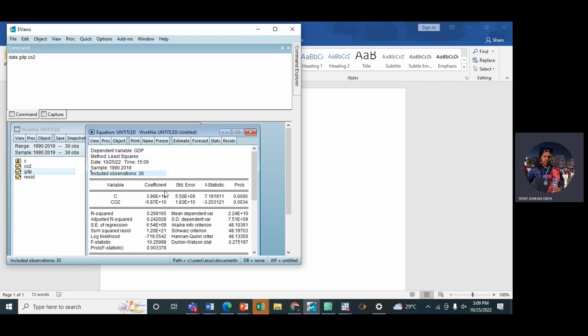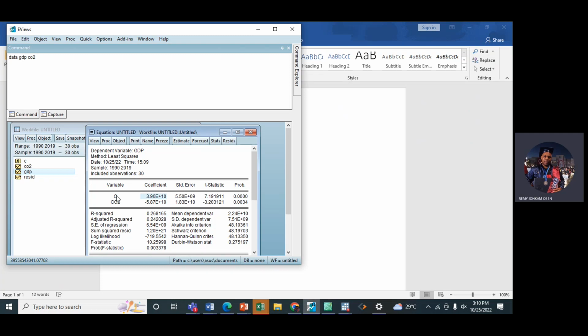Now, the only thing we are interested in for today is the coefficients. Forget about this standard error, forget about this t statistic, forget about this prob value, and all these things down here, R squared, adjusted R squared. We are going to talk about them subsequently. But for today, we are only focusing on these coefficients. We want to interpret these coefficients. That's the only thing we are interested in today. So how do we interpret these coefficients?